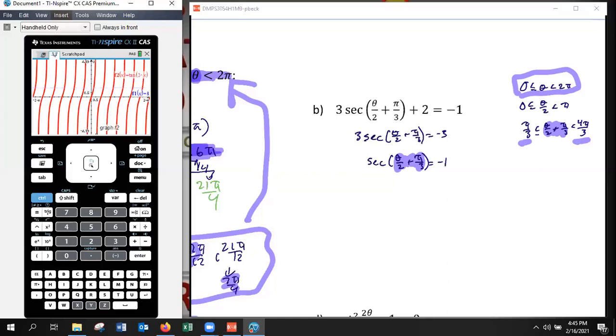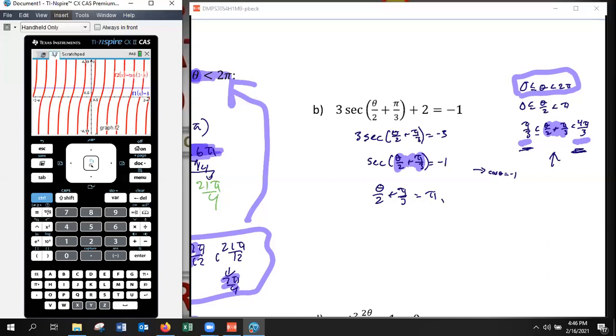So where does secant of theta equal -1? Secant of theta equals -1 whenever cosine of theta equals -1. So if I take the inverse secant of both sides, theta over 2 plus pi over 3 can equal where cosine of theta equals -1. That would be at pi. Now pi is on the interval from pi over 3 to 4 pi over 3, so this should be a viable solution.